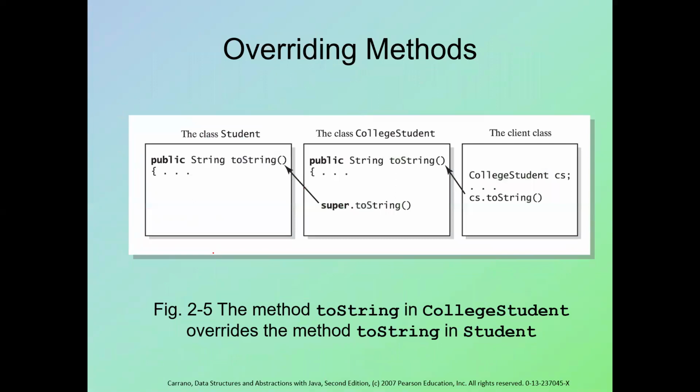So this shows it also, if the class student has a toString method, and maybe college student has a toString method, and maybe in the client class, you're making a college student and you're invoking the toString method, that's referring to this guy, and this guy is invoking its super method, super call, so that's calling the student one, and it'll all sort of change together.